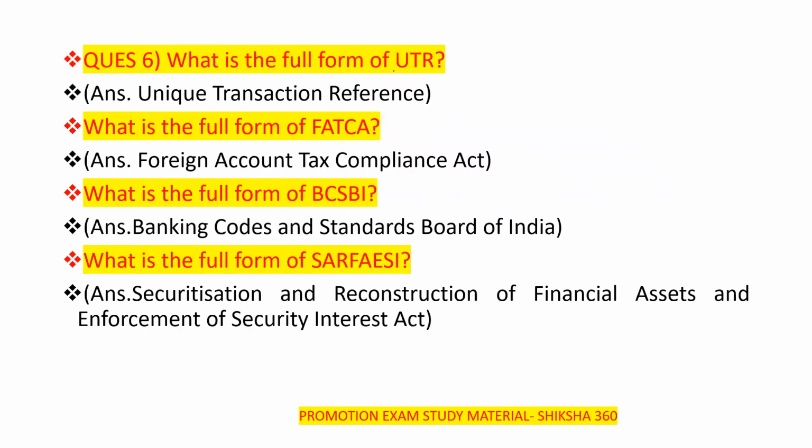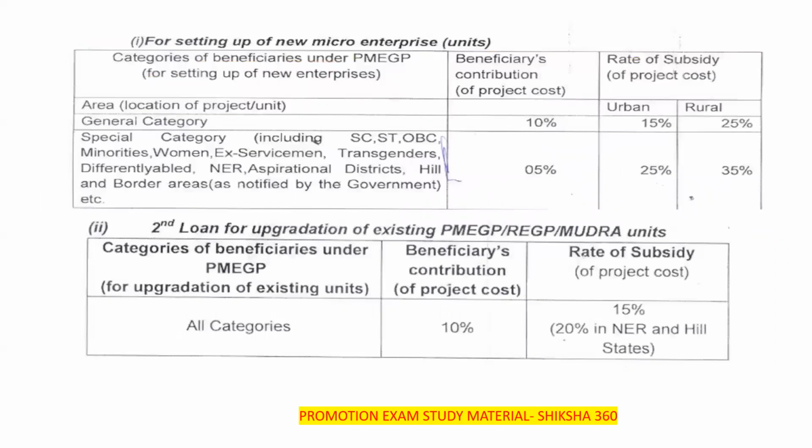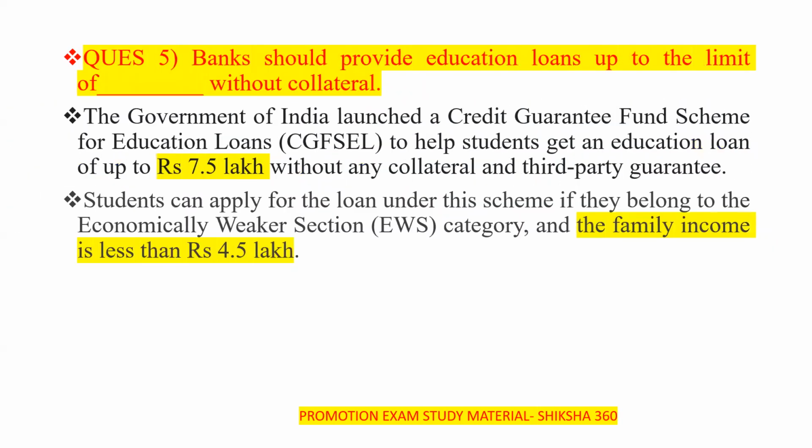Now move to the next one. I think question number 5 I have left to copy. I will move towards that. Yes, question number 5. Till question number 4 we have discussed in the previous session. Now move to question number 5. Bank should provide education loans up to the limit of what, without collateral? Clear? Very, very easy question.